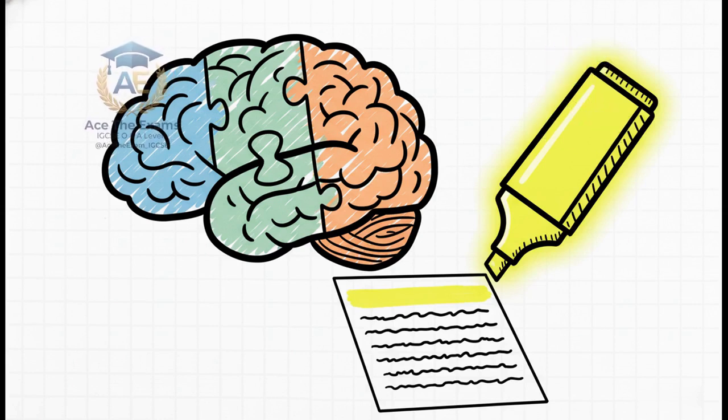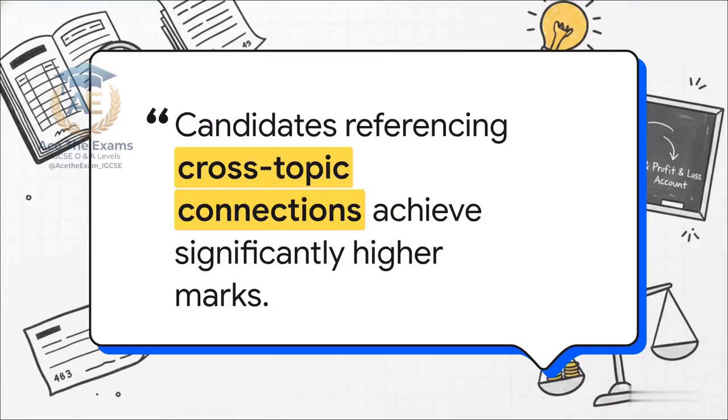So when you look at a complex 15-mark prompt, I want you to visualize using a digital highlighter. The very first thing you must do is isolate these command words to uncover the hidden constraints of the question. And honestly, this brilliantly illustrates the ultimate insider secret pulled directly from the Cambridge Principal Examiner reports. Listen to this quote: "Candidates referencing cross-topic connections achieve significantly higher marks." This is a real game changer, folks.